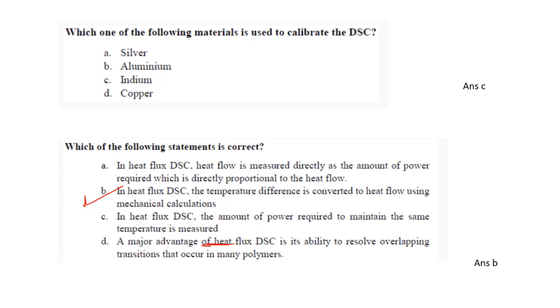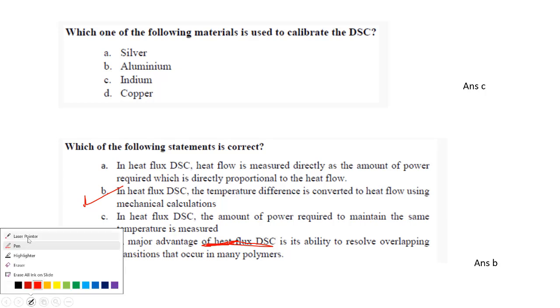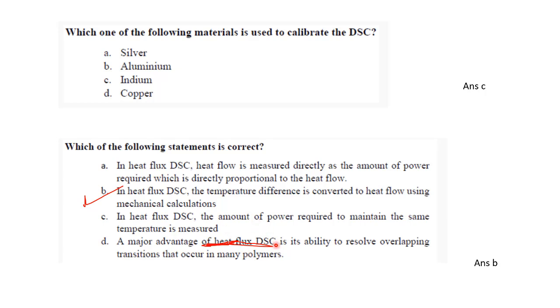So this is not for the heat flux, but for the modulated one. In the modulated one, it has the ability to resolve the overlapping transition by providing the sinusoidal layer. In all the other cases, the temperature is provided in a linear way, however in the modulated one the heat is provided in a sinusoidal waveform. That's why the overlapping is resolved in that case.